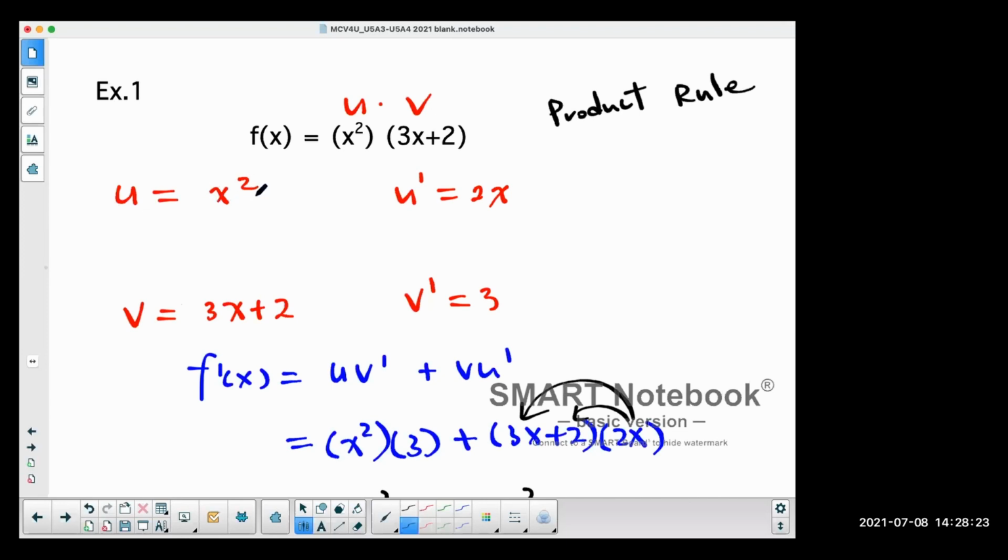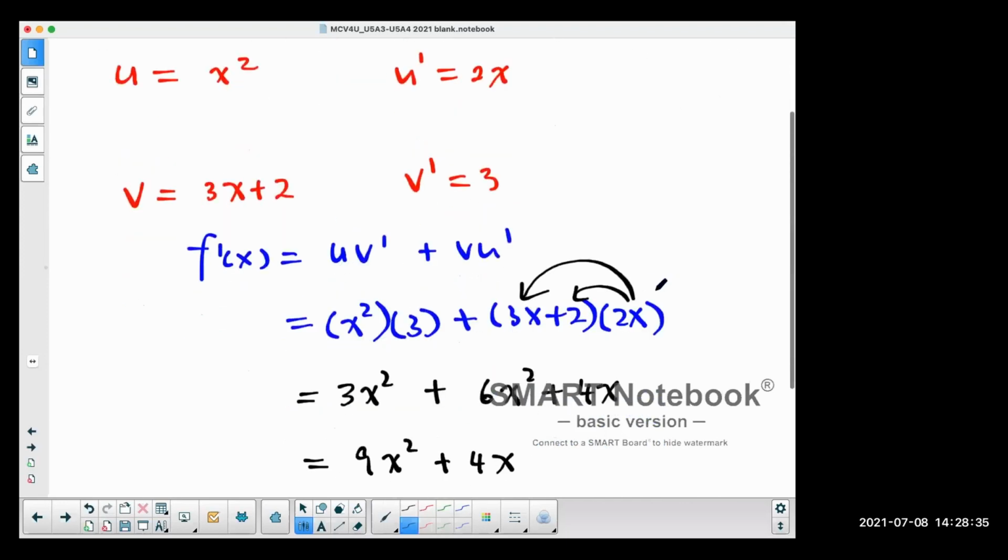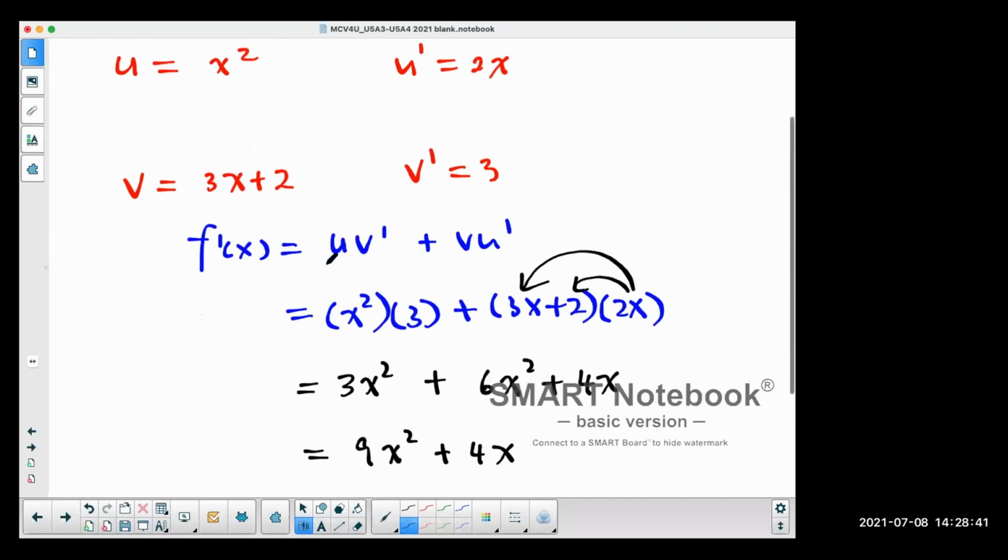So now you find the derivative of U by itself. That's 2x. The derivative of V by itself, that's a 3. And you fill in the blanks. U times V prime plus V times U prime. And the formula is this. So it's always adding, and because it's adding, the order doesn't matter. 3 plus 2 is the same thing as 2 plus 3. So you just need to remember, you take one, multiply by the derivative of the other, and then vice versa, and add them up together.